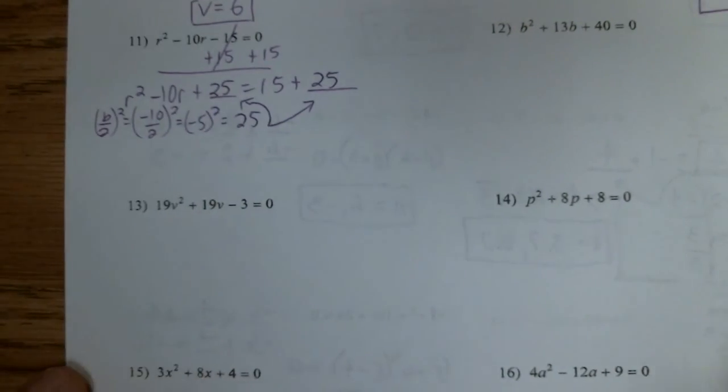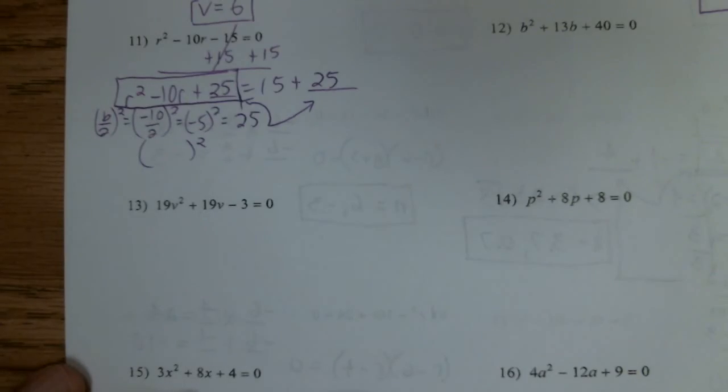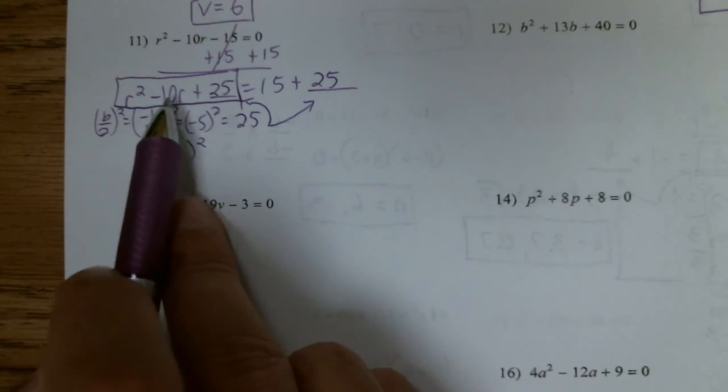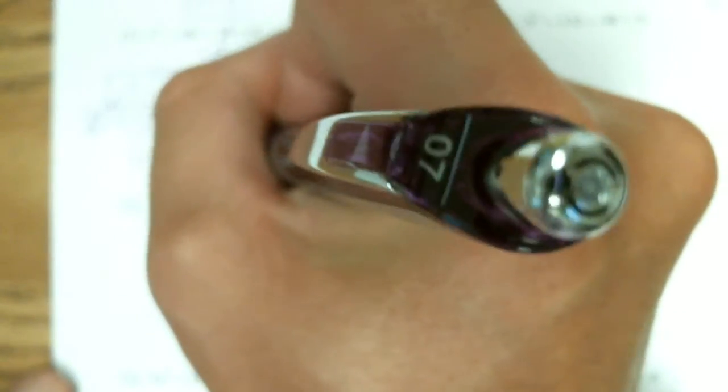All right, so now I have a perfect squared trinomial. How does this factor? Just go ahead and write down your parentheses squared. We're dealing with r, so it's going to be r, and then what goes in the parentheses is just half of that number, half of b. Half of negative 10 is negative 5, so it factors as (r minus 5) squared. On the right-hand side, I just combine my like terms. 15 plus 25 gives me 40.